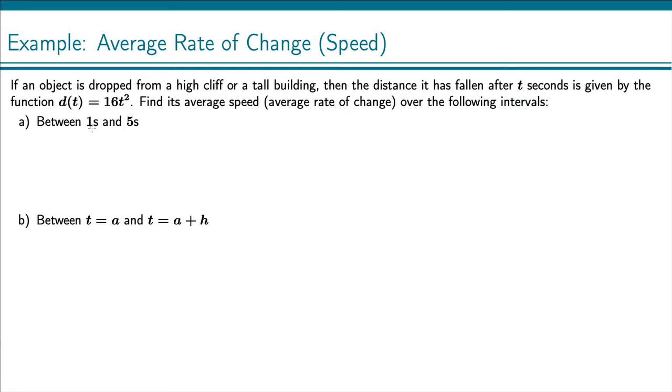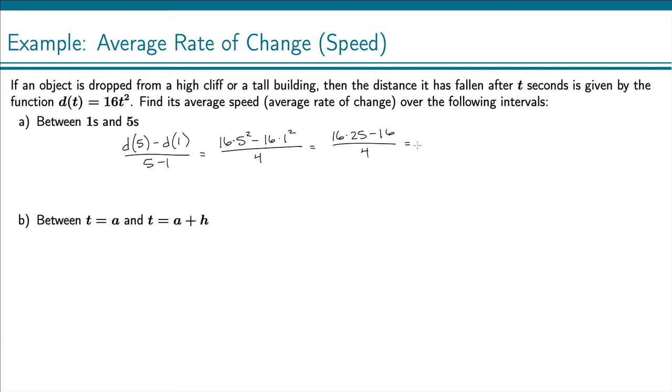So starting here with between 1 second and 5 seconds, our average rate of change is going to be d of 5 minus d of 1 over 5 minus 1. So that is 16 times 5 squared minus 16 times 1 squared over 5 minus 1, which is 4. And that is 16 times 25 minus 16 over 4.